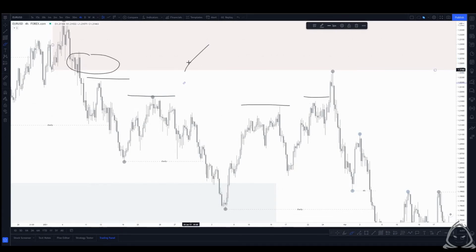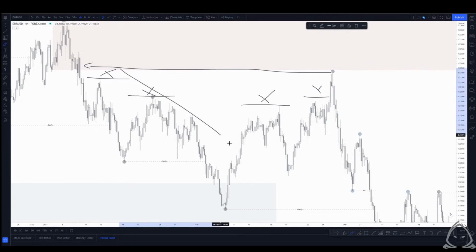supply zone, and then what is this above? It's a daily supply zone. So what we can see from all of that is price taps into the supply zone. We tap into liquidity that rests above all of these swing highs. What does this also do? It completes the void that is resting right here.